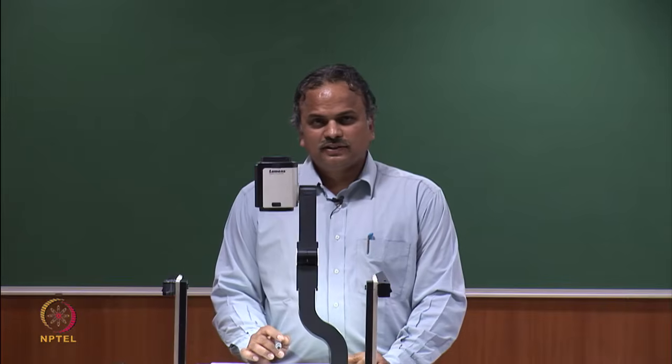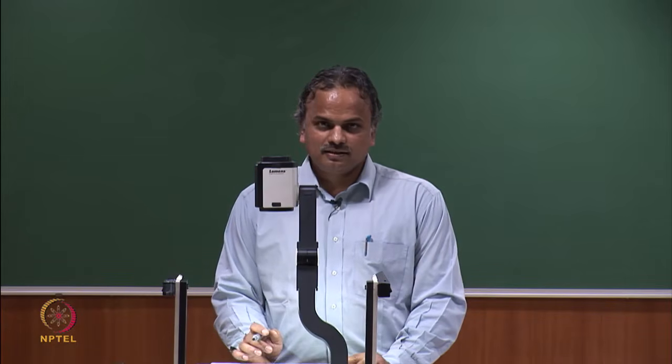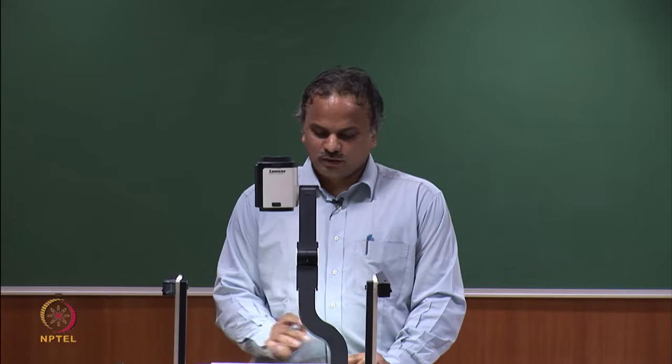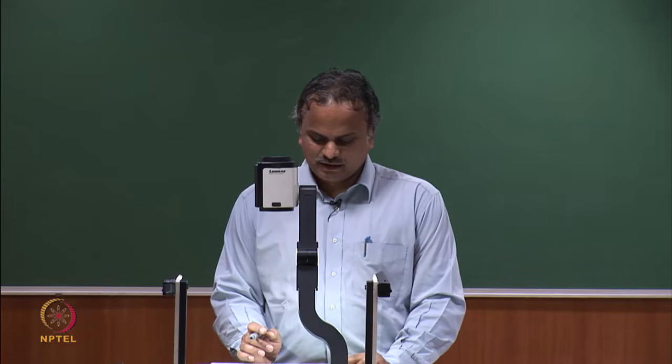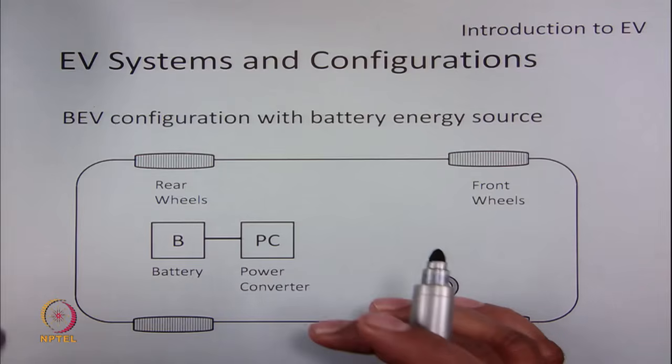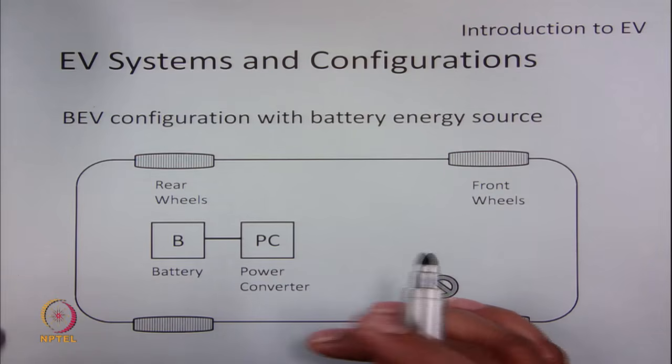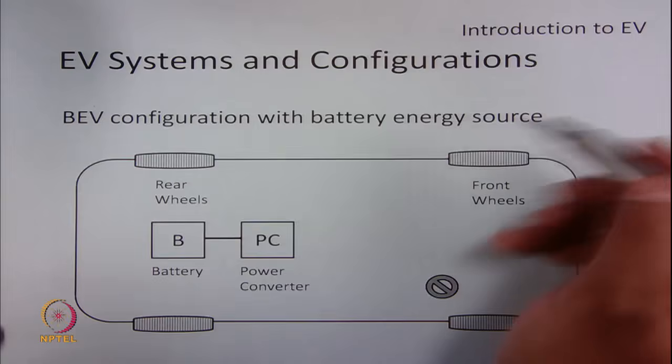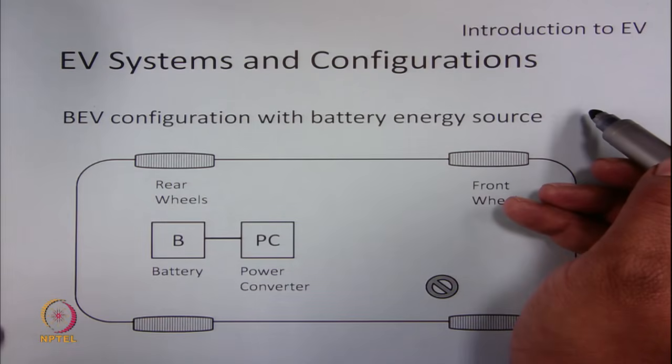So, we have seen the different types of electrical or propulsion systems. Now, let us try to see what are the different types of BEV configuration if we consider the energy sources.